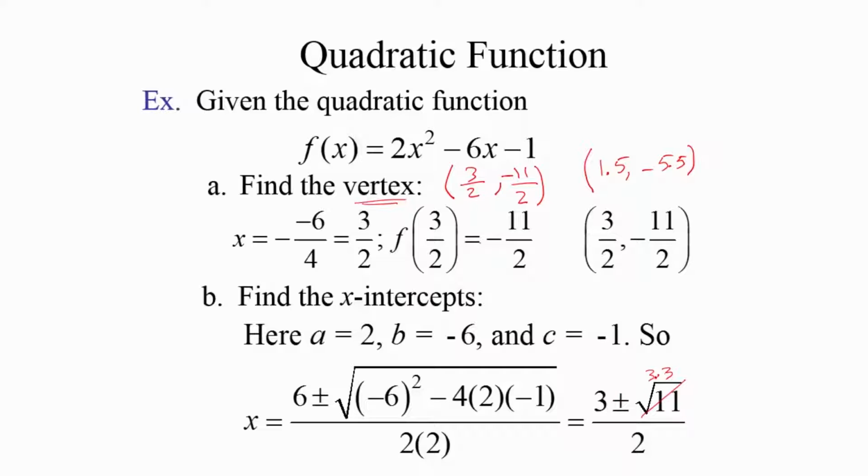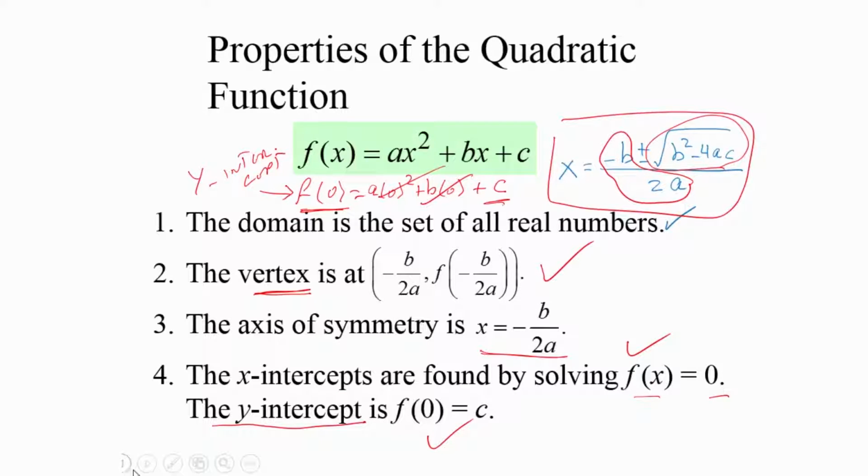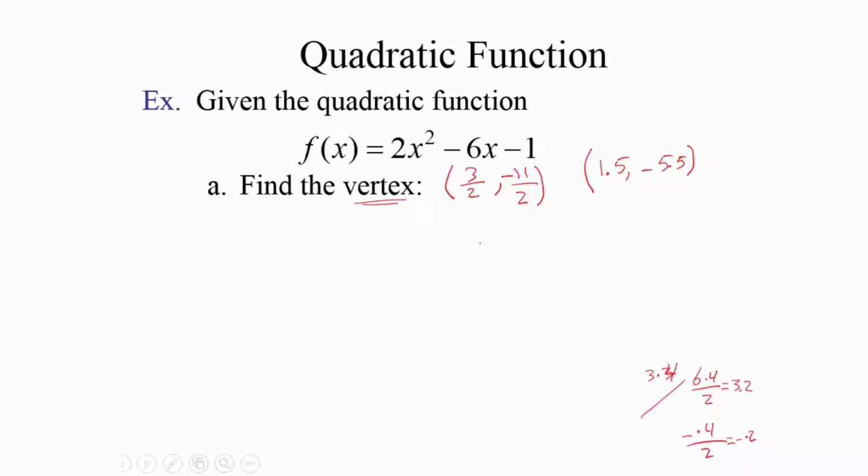One is 3 plus 3.3 divided by 2. Let's make this 3.4. So it is 6.4 divided by 2. And the other one is 3 minus 3.4 divided by 2, which is minus 0.4 divided by 2. So it's minus 0.2 here, and here is 3.2. So these are the answers. Let's see if I can keep those as my answers. Yeah, I can keep them. Okay.